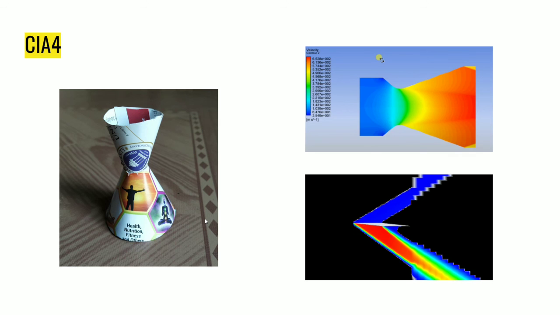For the CI4, I have made the nozzle with the help of paper, and also done the CFD in ANSYS Fluent. Then I also tried the flow over a supersonic airfoil, that is a diamond airfoil. I have not got the complete good picture, but it's giving a little idea about that.